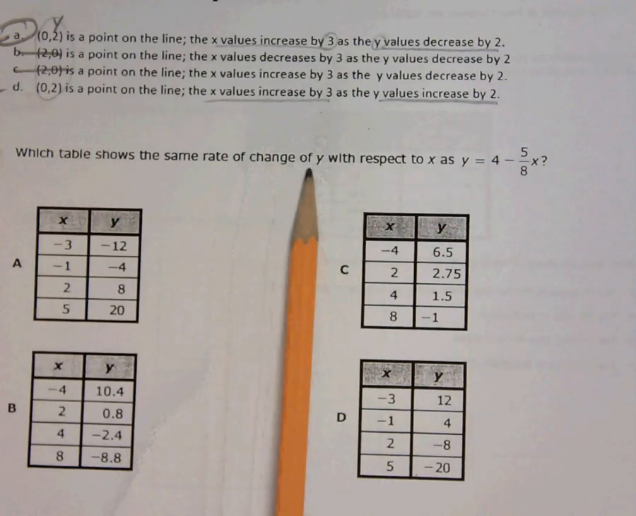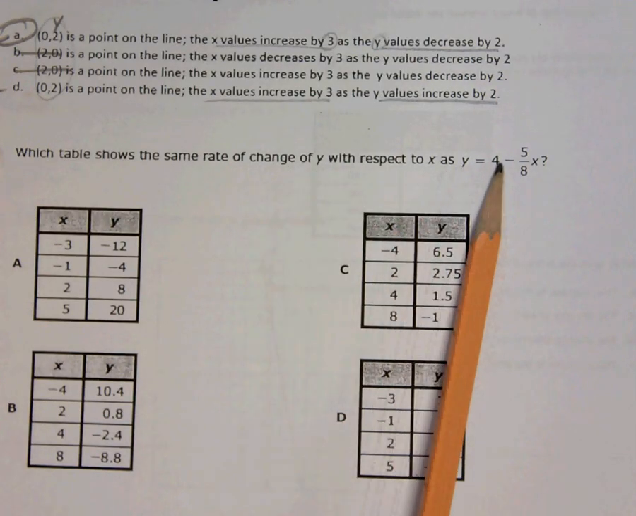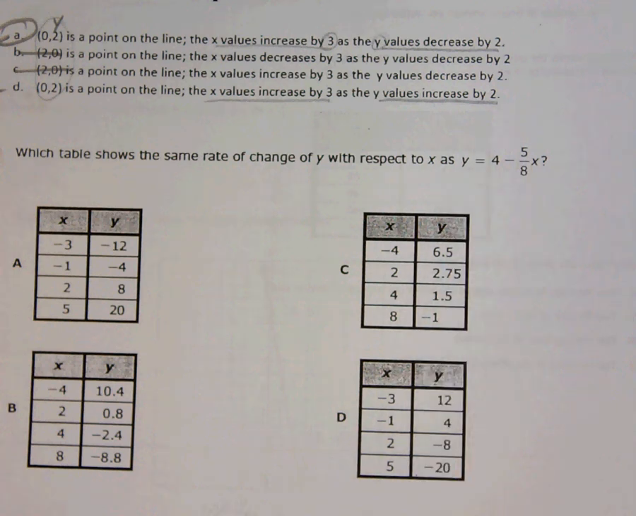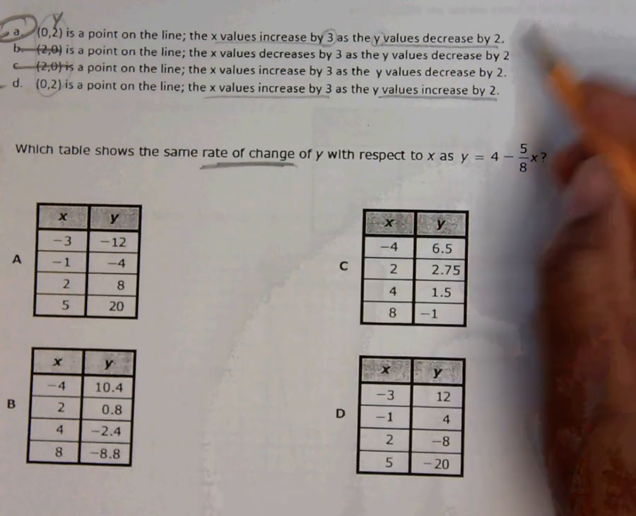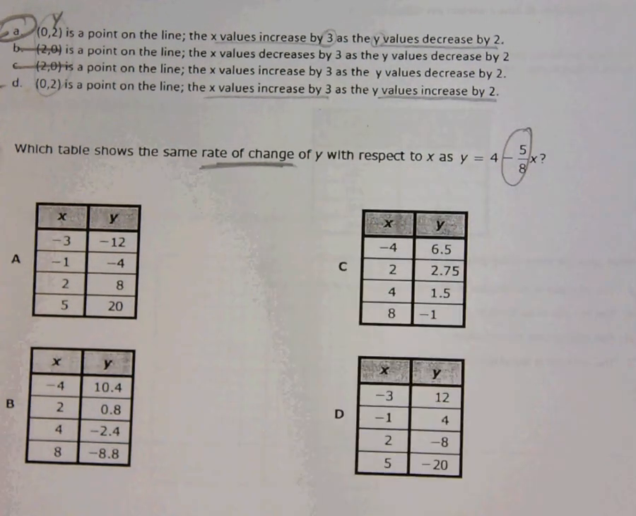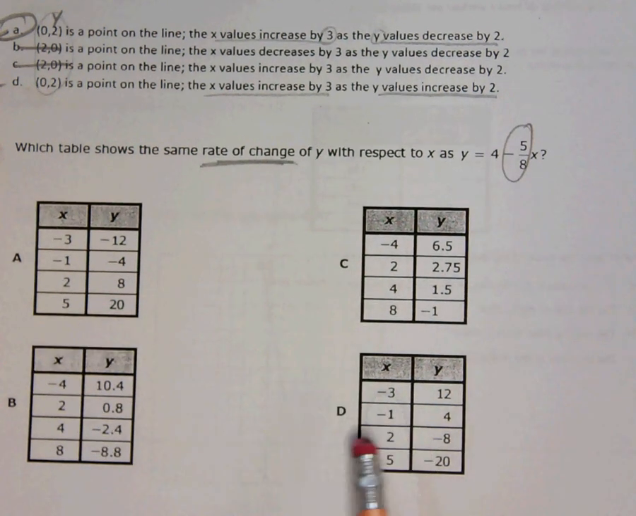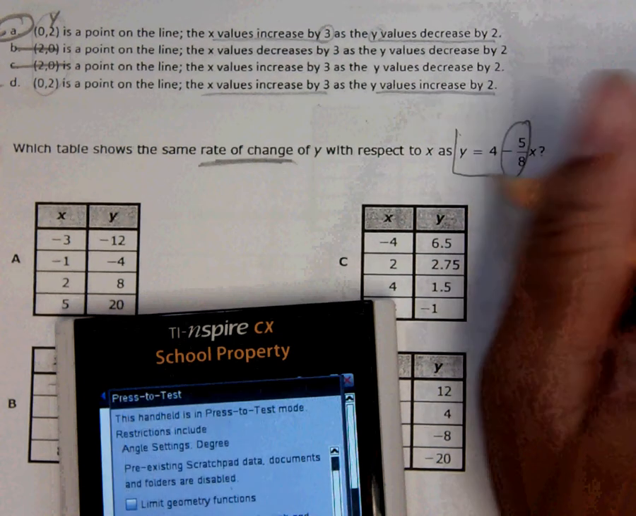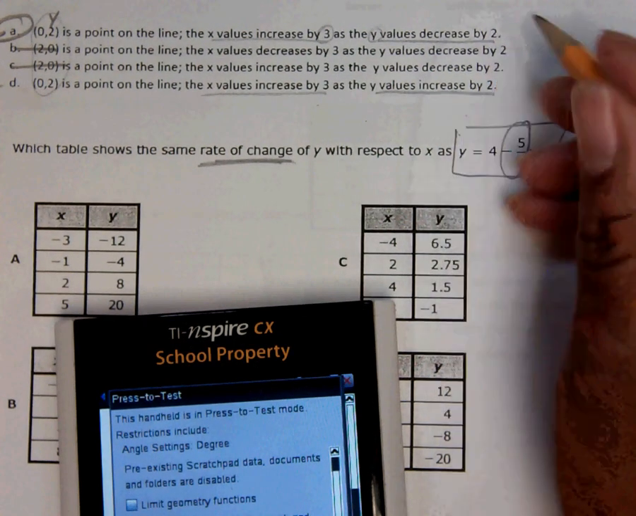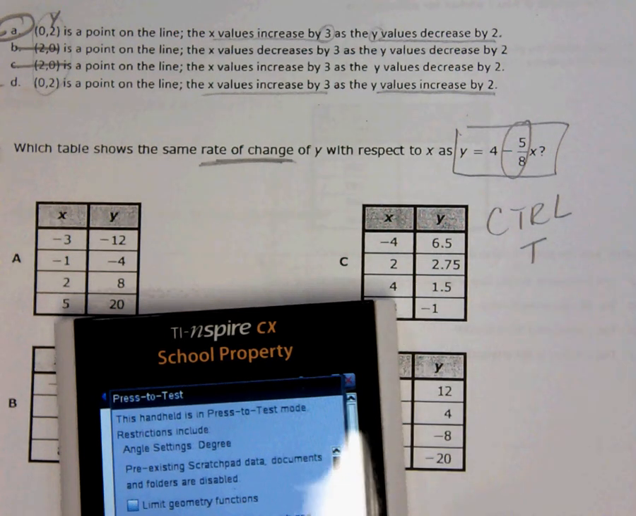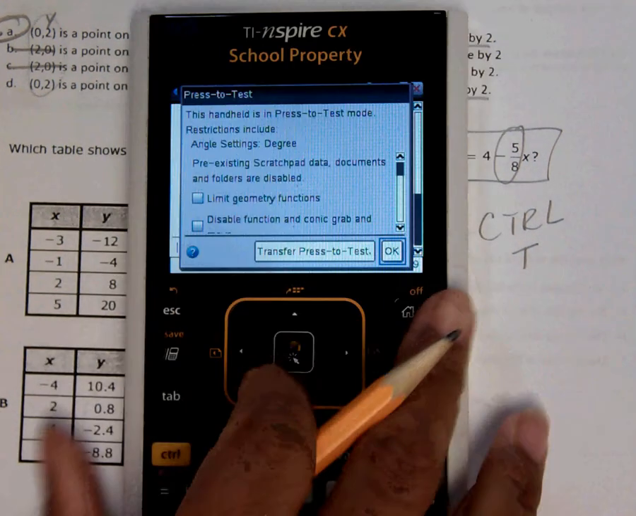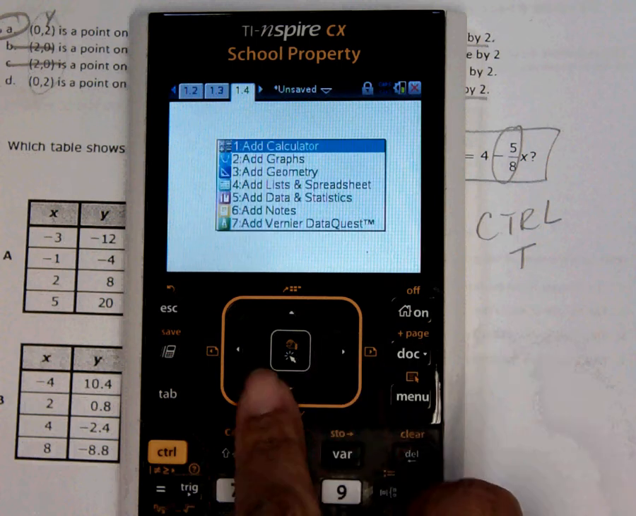Which table shows the same rate of change of y with respect to x as y equals 4 minus 5 over 8x? Okay, so rate of change means slope, so which one of these tables would have this same slope? You can go in and do your rate of change and try to figure out which table has negative 5 over 8, or since you have an equation, type it in the calculator and then hit Control T to look at a table to pick the answer. This is a freebie. This question, there's no reason to miss it.